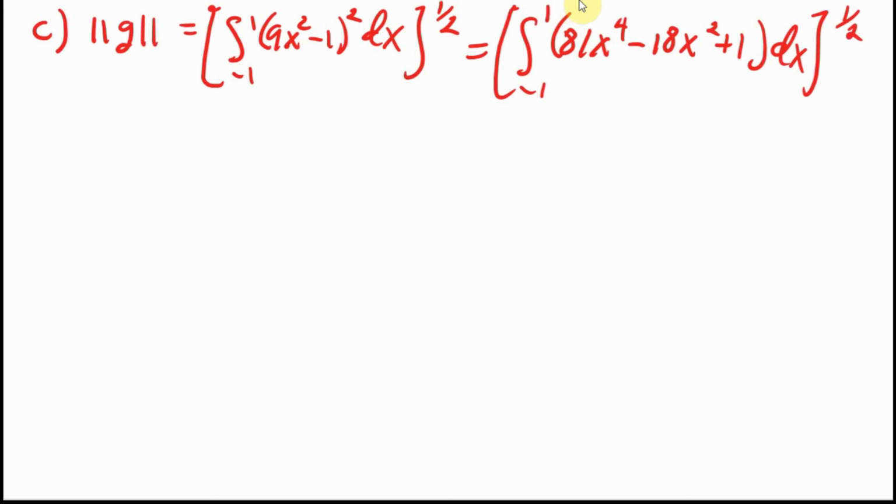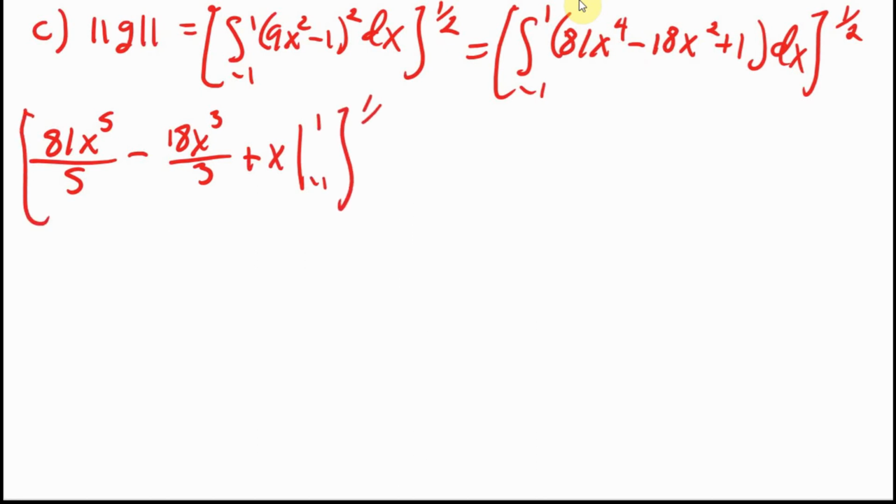So now we can integrate. When we integrate, we get 81x to the fifth over 5 minus 18x to the third divided by 3 plus x, evaluated from negative 1 to 1. It's the square root of all of that. So evaluated at 1, we get 81 over 5. 18 divided by 3 is just 6, so we get 6 times 1 to the third, that's just the 6, and then plus 1. Then we do the minus.